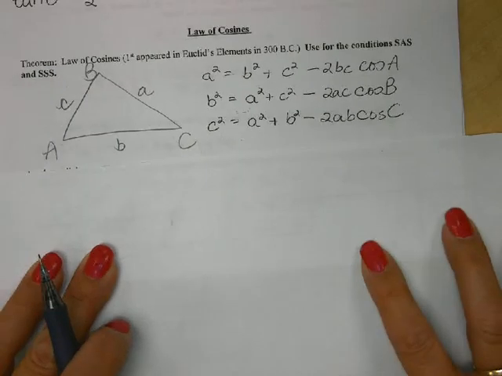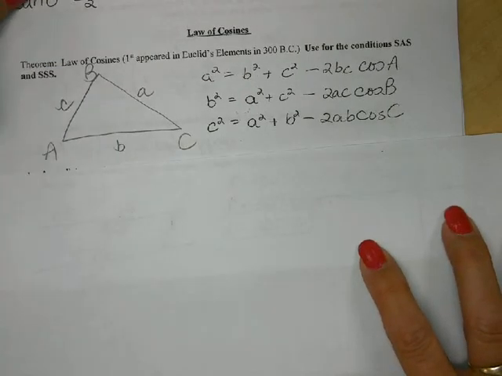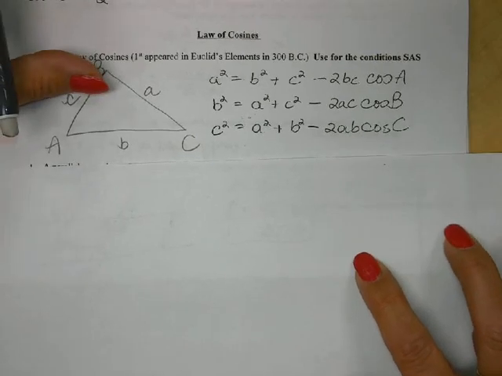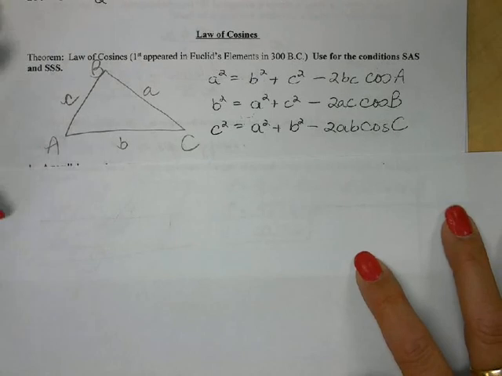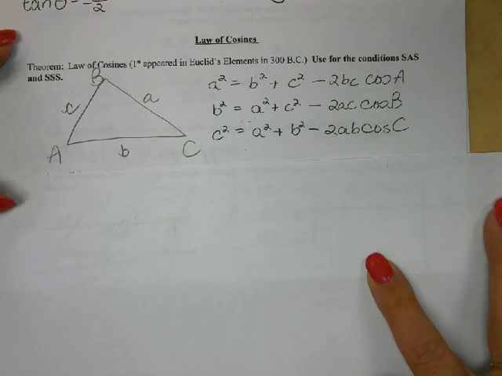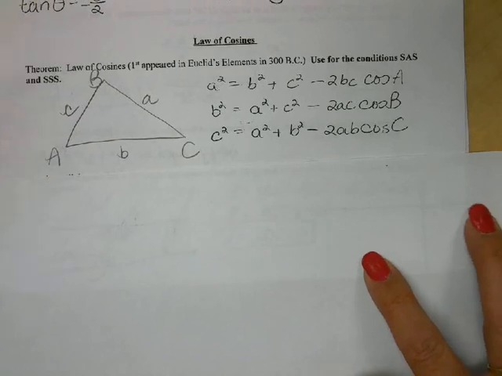In today's notes, we're going to review the law of cosines and law of sines. And recall that the SOHCAHTOA definitions are only going to be useful if we have right triangles. So we need to have some more theorems to help us out in case we don't have right triangles. And the first one we're going to look at is law of cosines.